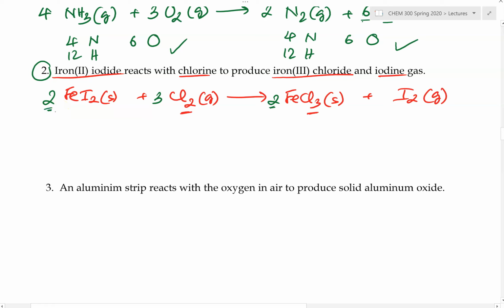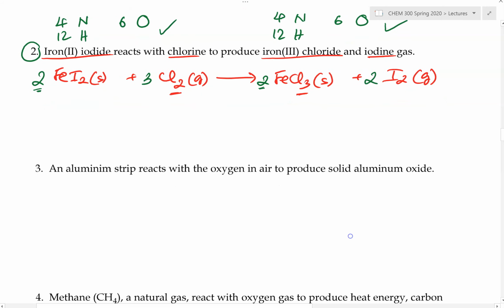And when we put a 2 right here, this now affects our iodine. Now we have 4 iodine on the reactant side. And on the product side, we have only 2. So we need to bring this to 4 by putting a 2 right there. And there you go. Everything else would remain balanced.